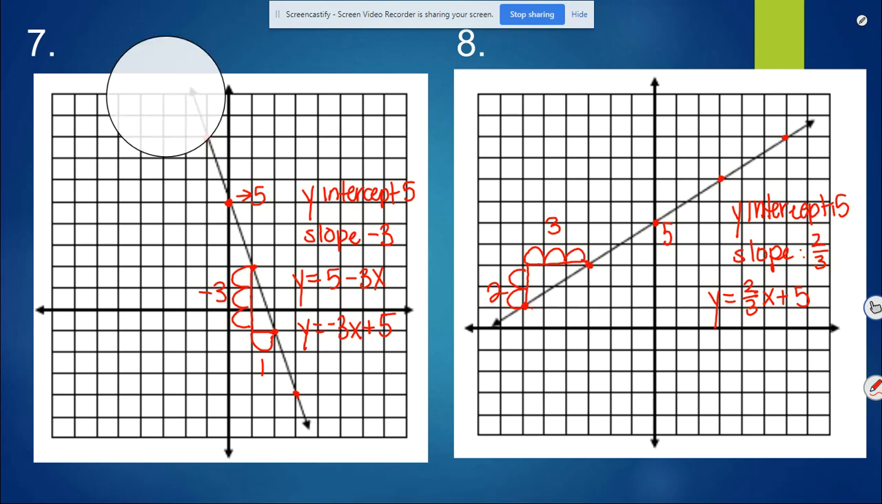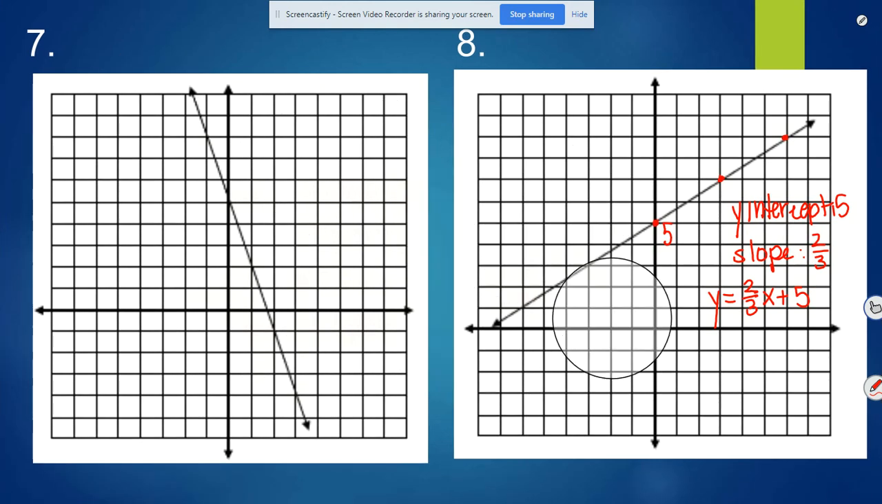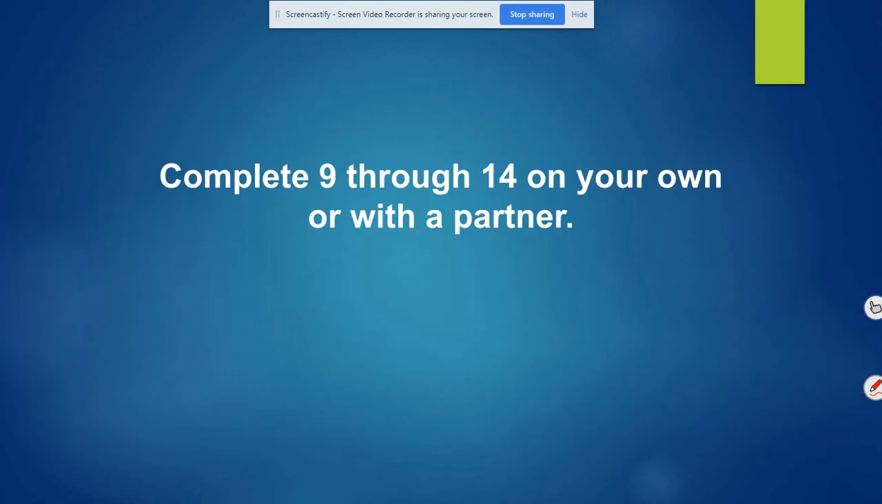All right. I think that's it for us. Yes, you are now on your own or with a partner going to work through questions 9 through 14. Make sure you check in with me so I can see that you've done it correctly, and then you can start today's exit ticket.